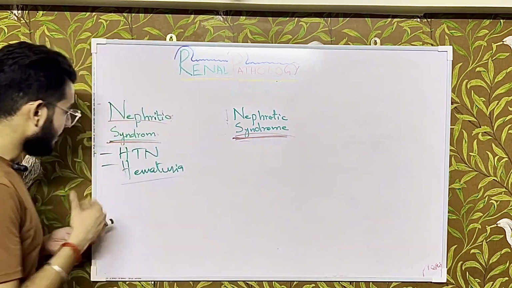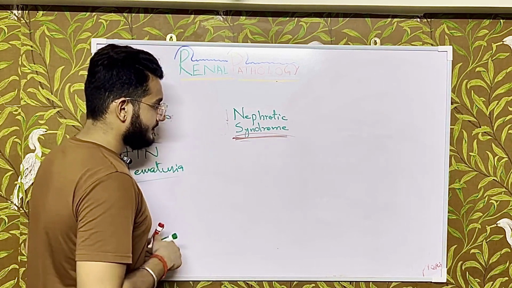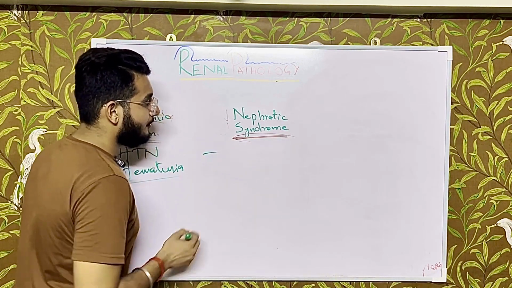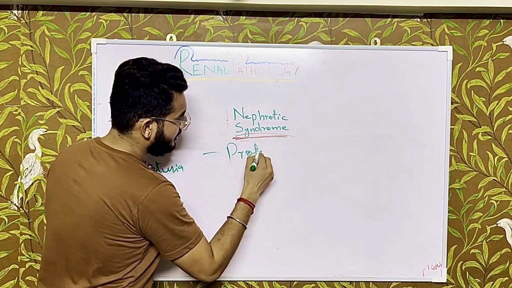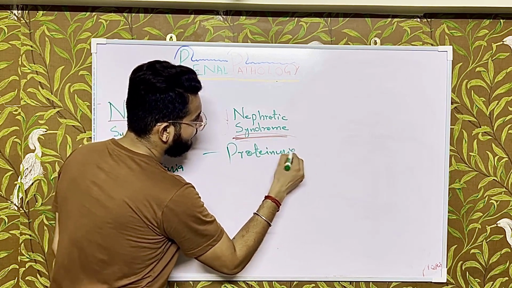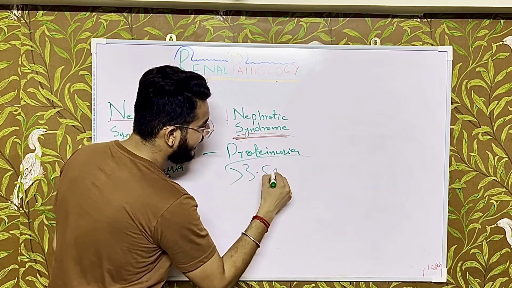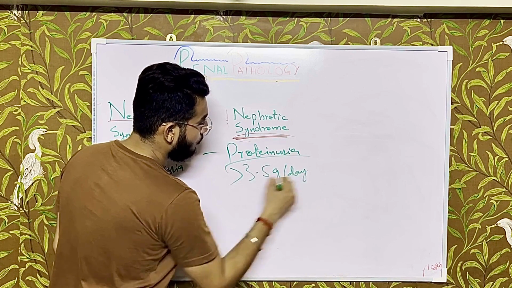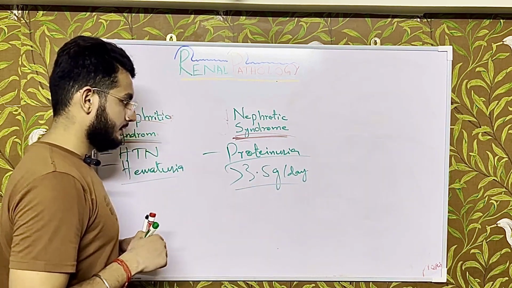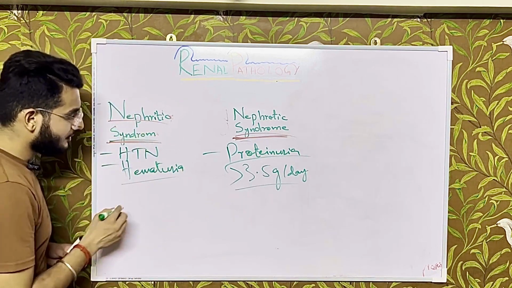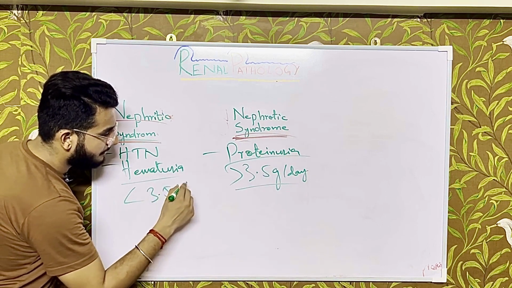Now let's talk about the nephrotic syndrome. What happens in the nephrotic syndrome? Massive proteinuria occurs, more than 3.5 grams per day. So more than 3.5 grams of protein is lost per day, whereas in the nephritic syndrome it is less than 3.5 grams per day.